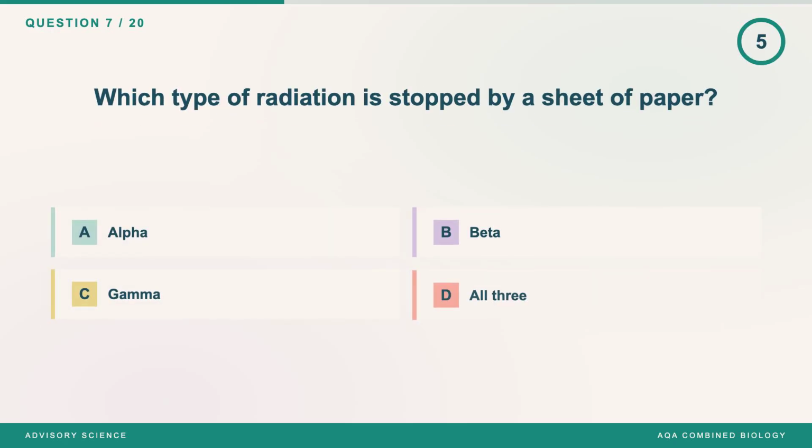Question 7. Which type of radiation is stopped by a sheet of paper? Option A, alpha. Option B, beta. Option C, gamma. Option D, all three. What is your answer?